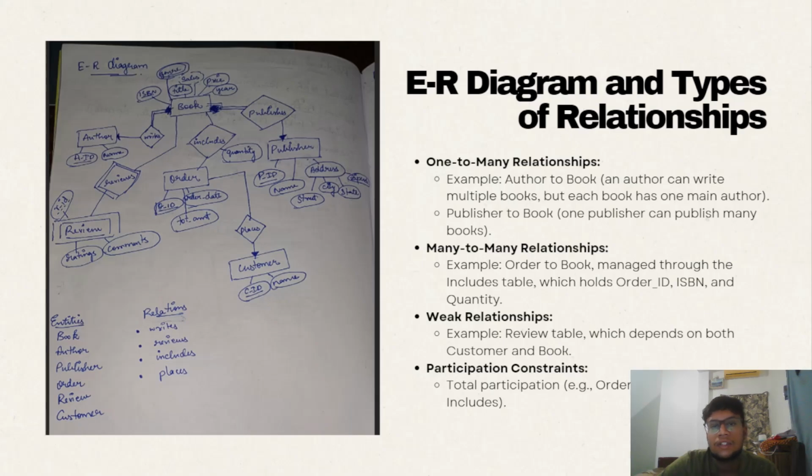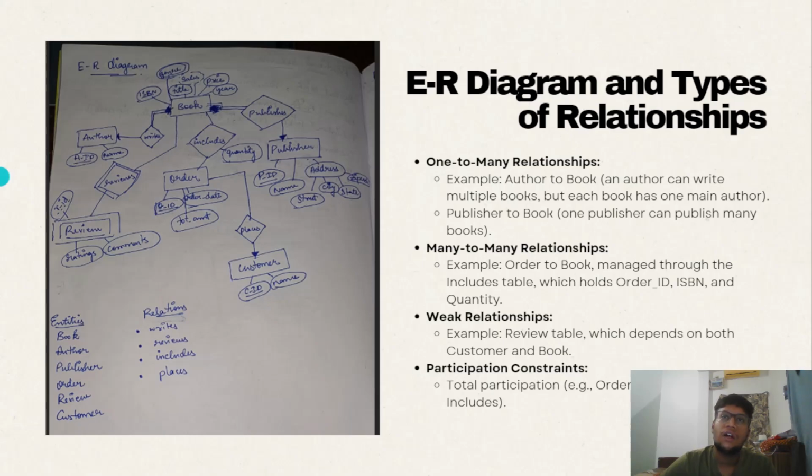And then the total participation. This total participation means that every row in that particular entity is related to, has a mapping to, another table. The order entity fully participates in the includes relationship. This includes relationship is the junction table that we created for the many-to-many relationship of order and book. Meaning an order must include at least one book. These relationships establish how data flows between entities and ensure that we can represent complex queries and interactions.